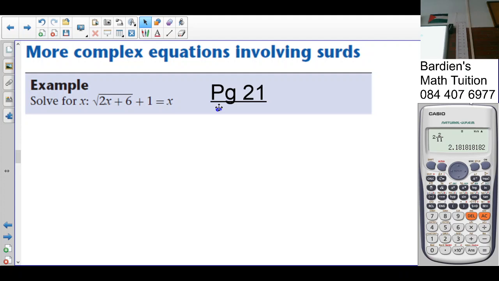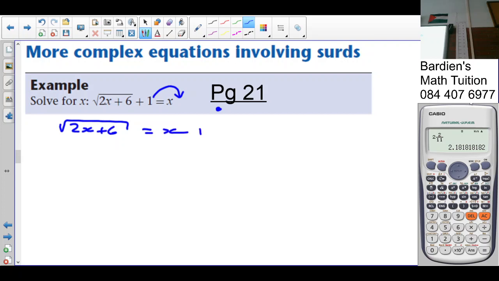So if I'm going to isolate this, what am I going to do? I'm going to take the 1 over the equal sign. So that simply becomes the square root of 2x plus 6 equals x minus 1. Have I isolated this here? Yes.